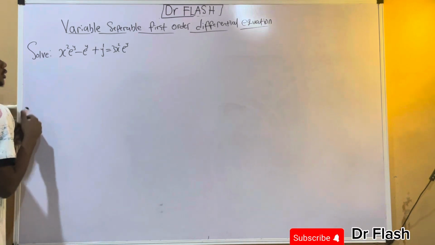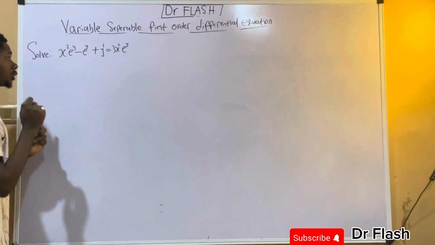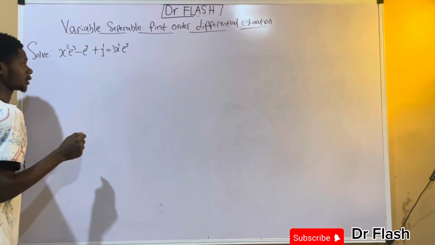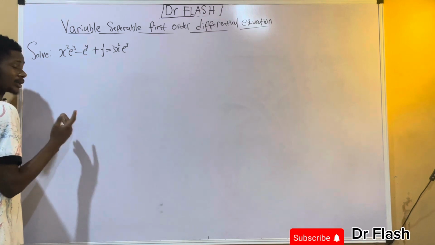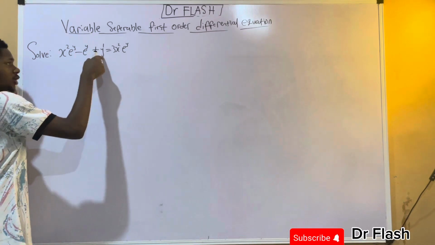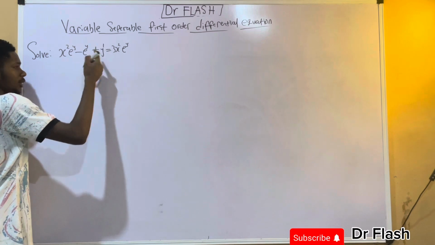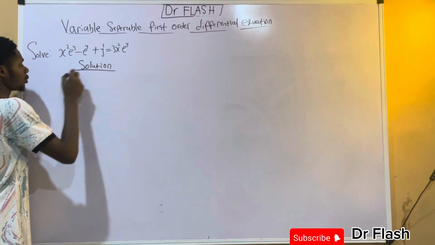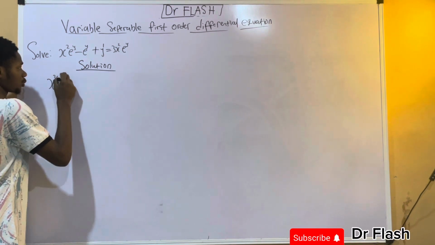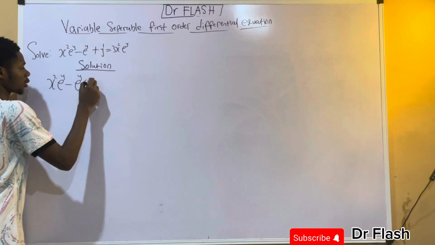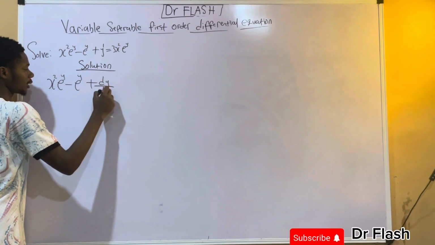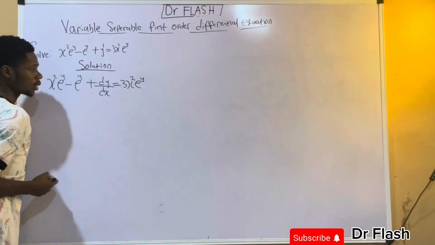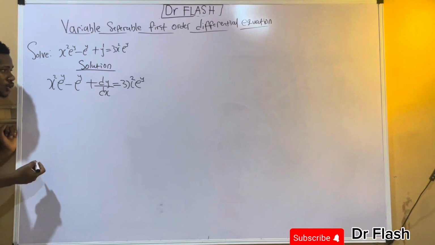So for this question, remember the rule. The rule is to separate it into two different aspects. Now, what are the two different aspects? The left hand side and right hand side. One for y and then one for x. First things first, you might want to expand y prime in the normal form. So solution, we can rewrite the above equation as x squared exponential y minus exponential y plus dy over dx is equal to 3x squared exponential y.